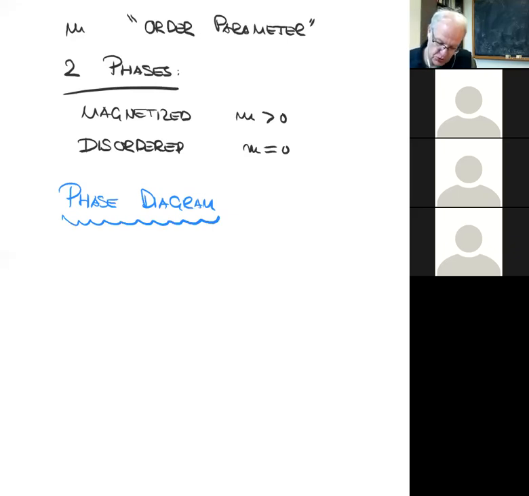Okay, so I can draw a 2-dimensional diagram, like so, where on one axis I plot H, and on the other axis I plot T. So at H equal to 0, that's roughly what we just talked about. If the temperature is sufficiently low, the system is magnetized, and then there's some magic point where it stops being magnetized, and we call that Tc.